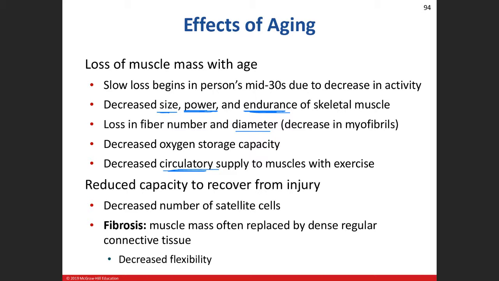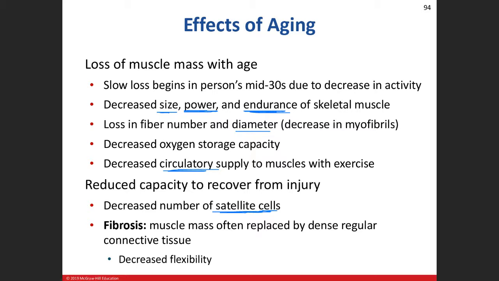So when you do injure yourself, and I know I didn't talk about the satellite cells too much, but they're like the muscle cells' version of glial cells. They're support cells. So if a muscle cell gets damaged, the satellite cells help to repair them. As we get older, we start to see a decreased number of satellite cells, which impairs the ability of the muscles to help repair themselves.